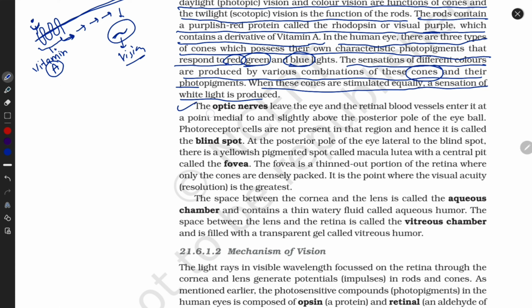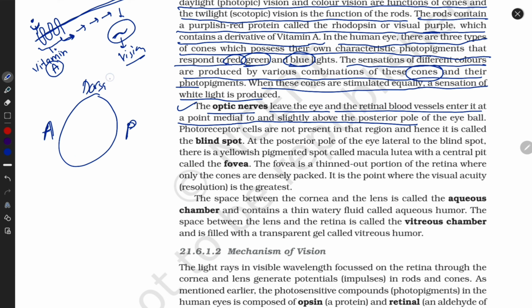Okay, what is the optic nerve? The optic nerve leaves the eye, and retinal blood vessels enter at a point medial to and slightly above the posterior pole. Look here. This is the eye. This is the anterior pole. This is the posterior pole. This is anterior, posterior, dorsal, ventral.